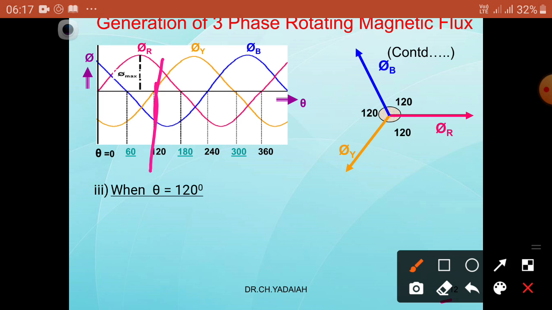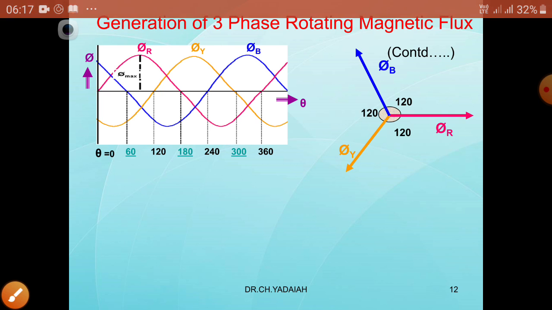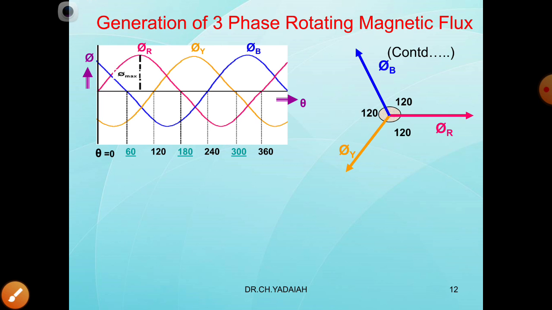Or otherwise you simply substitute: phi r is equal to phi m sin theta, phi y is equal to phi m sin theta minus 120 degrees, phi b is equal to phi max sin theta minus 240 degrees. Simply substitute this 120 degrees in place of theta. We are going to get that. So what are the values? So phi r is still in the positive direction.